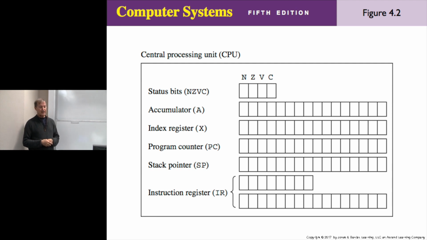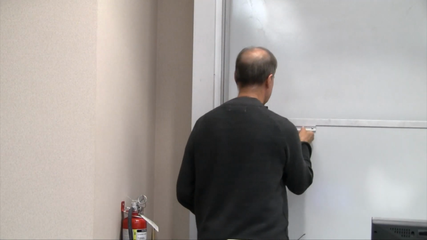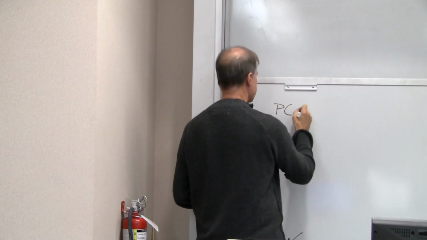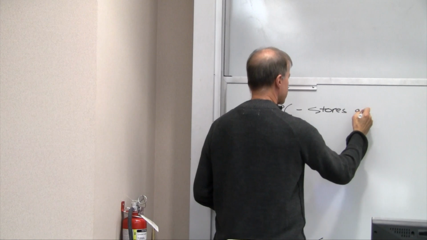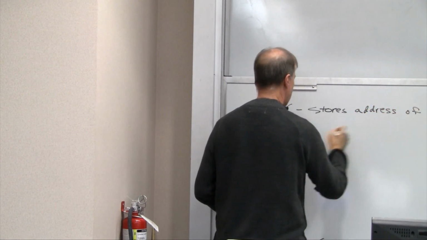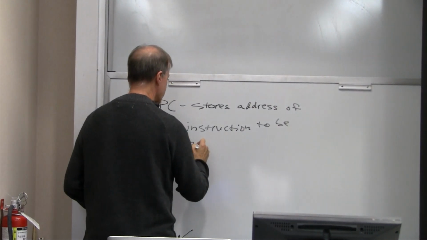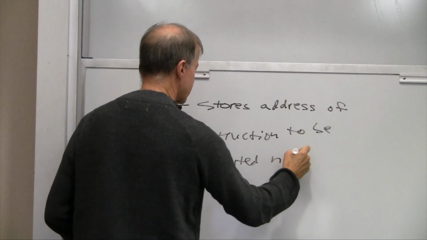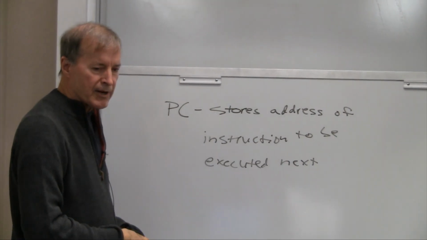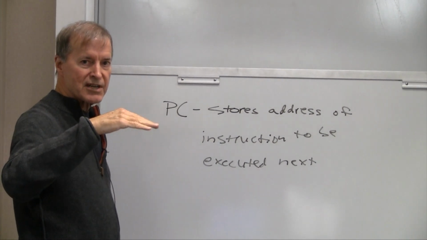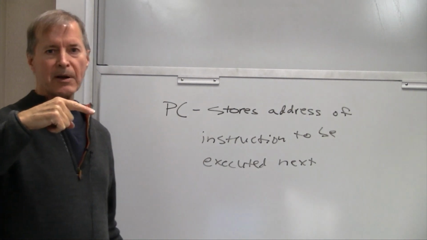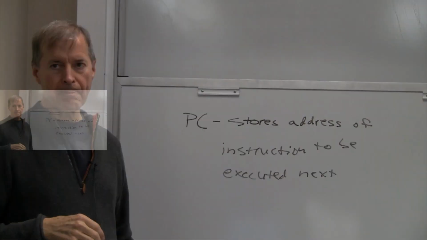The next one is called the program counter, abbreviated PC. The program counter stores the address of the instruction that will be executed next. As you go through a machine language program, one instruction after another gets executed, so the hardware has to keep track of where in the program you are. Do you see what we're saying there? So that's the program counter.